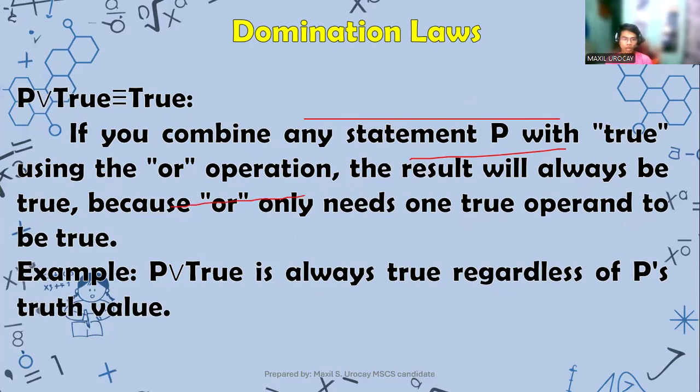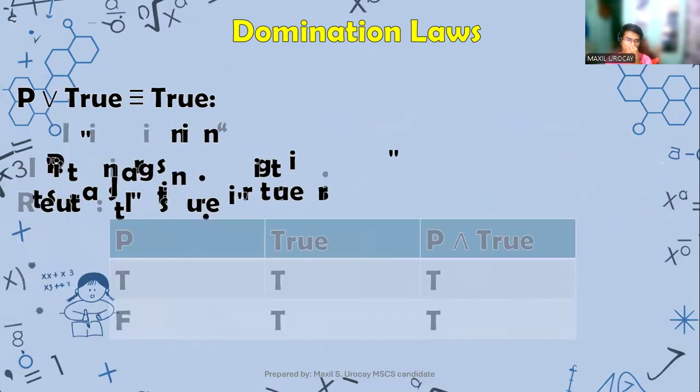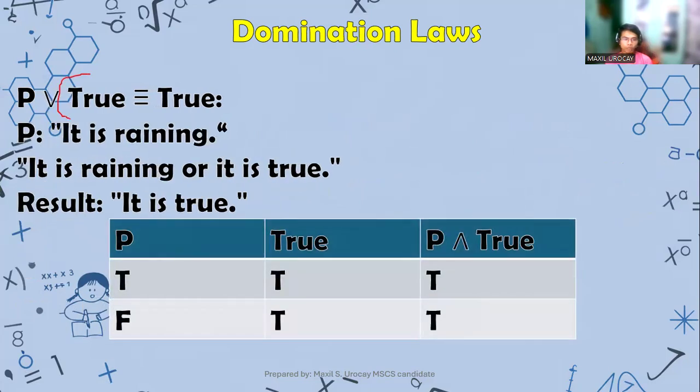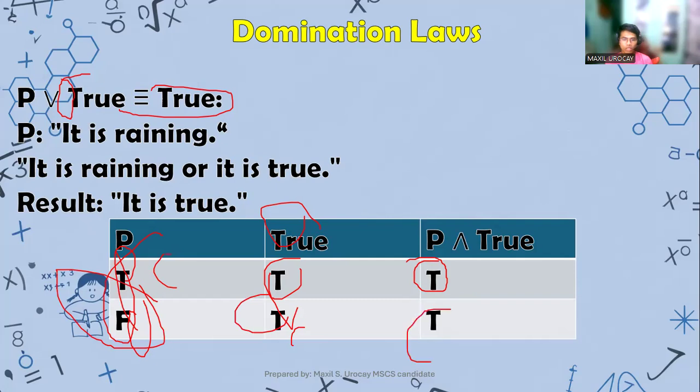If you combine any statement P with true using the OR operation, the result will always be true because OR only needs one true operand to be true. Example, P or true is always true regardless of P's truth value. So say for example, P or true equals true. If we have P as true and false, and we combine that with true, true or true will always be true, and false or true will always be true.